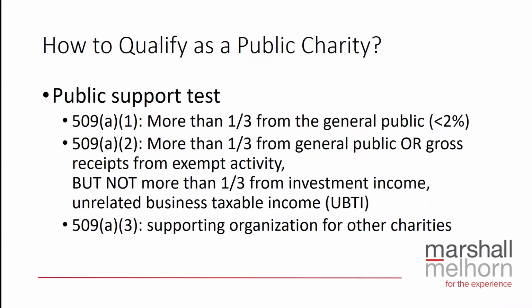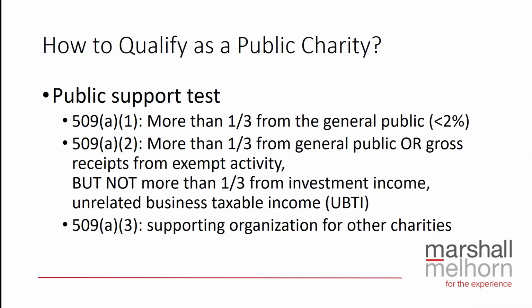So I talked about the public support test. There are essentially 3 tests. The first one is if you get more than a third of your support from the general public. And when we talk about the general public, if anybody gives you more than 2% of your support, you only count the 2% and you ignore the rest. So in theory, if you had 17 supporters and you got 2% of your revenue from each of them, you would be at 34%.